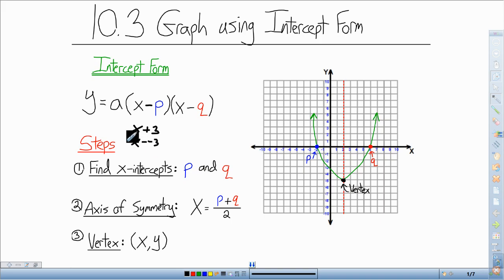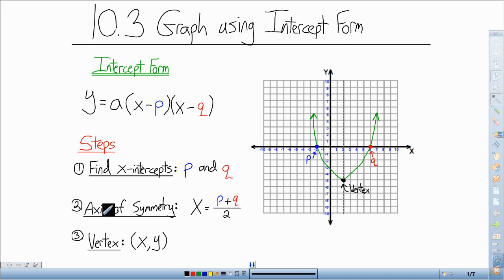The easiest way to just think about it is take the opposite of the numbers in these spots. If it's a negative 2, your p is a positive 2. If it's a positive 3, it's a negative 3. Okay, so what are those numbers? Those are actually the x-intercepts of our parabola. It's where they cross the x-axis.